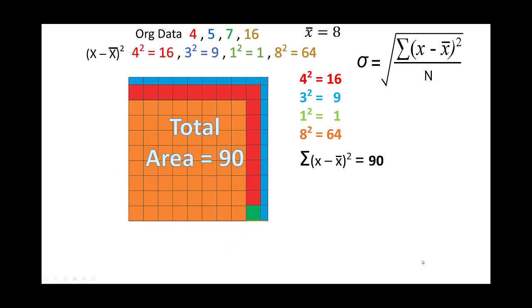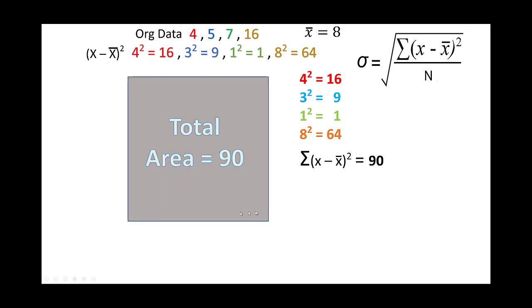Okay, let's roll this around. And what we've done so far is we've summed up all of our squared values, the distance away from the average, and we came up with 90. That's our total area. We can now turn the color to gray. We don't need the colors anymore. And at this point, we have just completed this top section of the formula here inside the square root bracket.